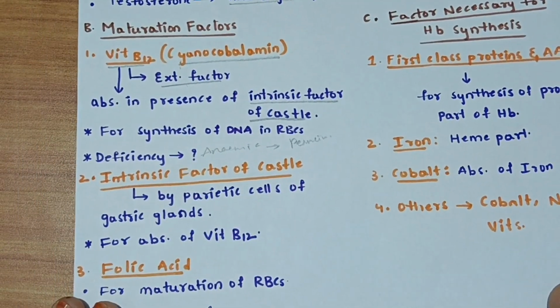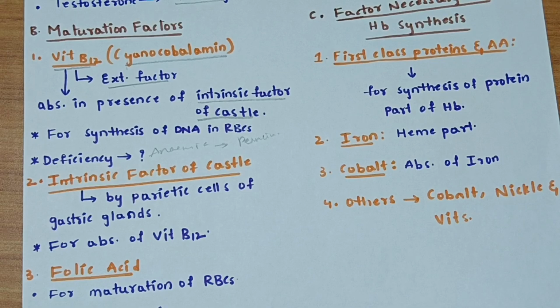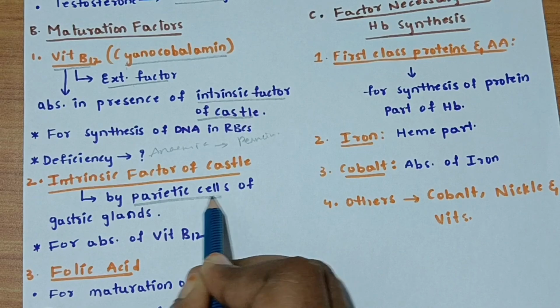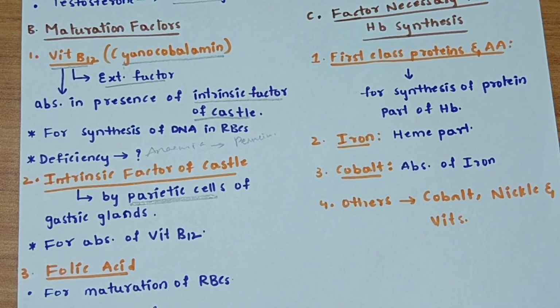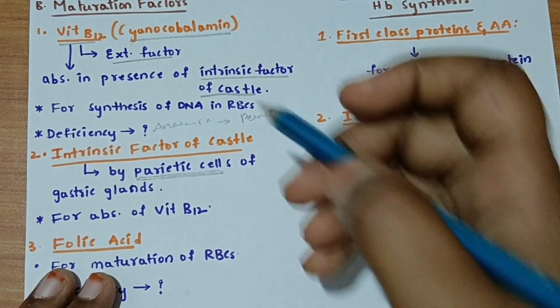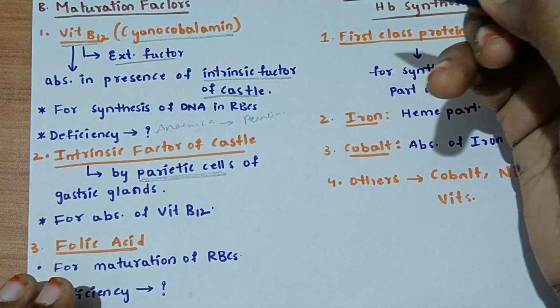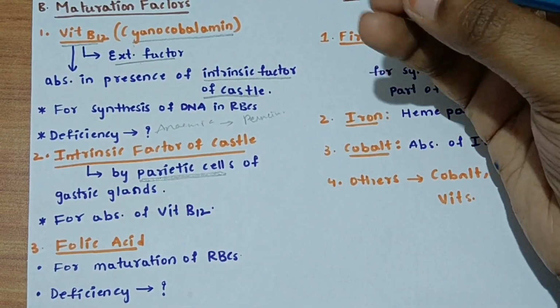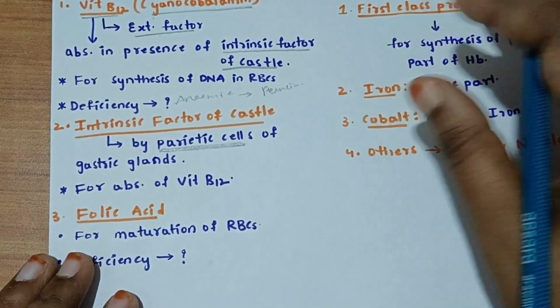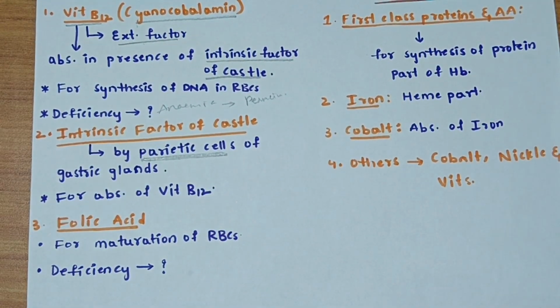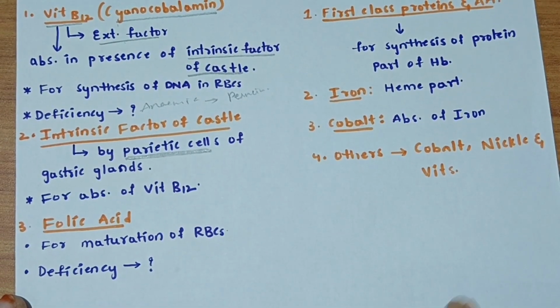So the next factor is intrinsic factor of Castle. It is produced by the parietal cells of the gastric glands. The stomach contains gastric glands, which are lined by the parietal cells that secrete intrinsic factor of Castle. Its function is to absorb vitamin B12 from the diet, from the GIT.